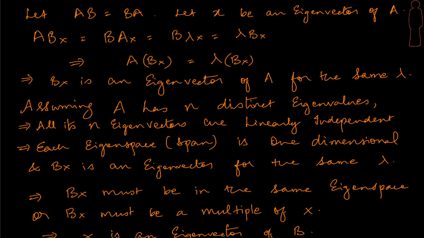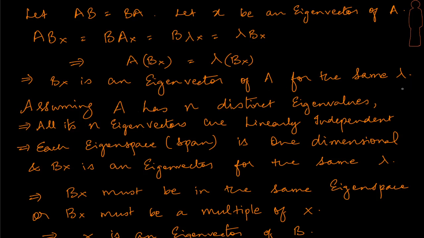What we have is, let me just put a parenthesis around here, and this looks like A times Bx giving me lambda times Bx. What does this convey? Bx has to be some vector, because this is a matrix times a vector, and the resulting product continues in the same span as the Bx vector, and therefore Bx has got to be an eigenvector of A for the same lambda.